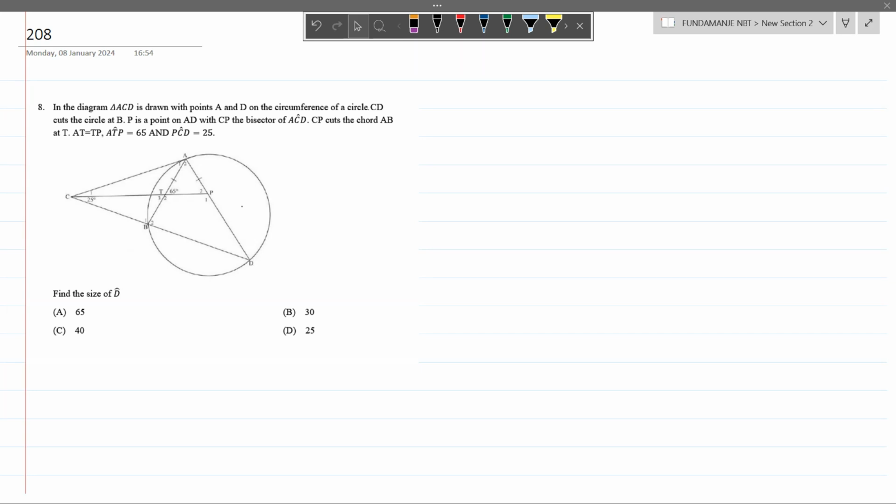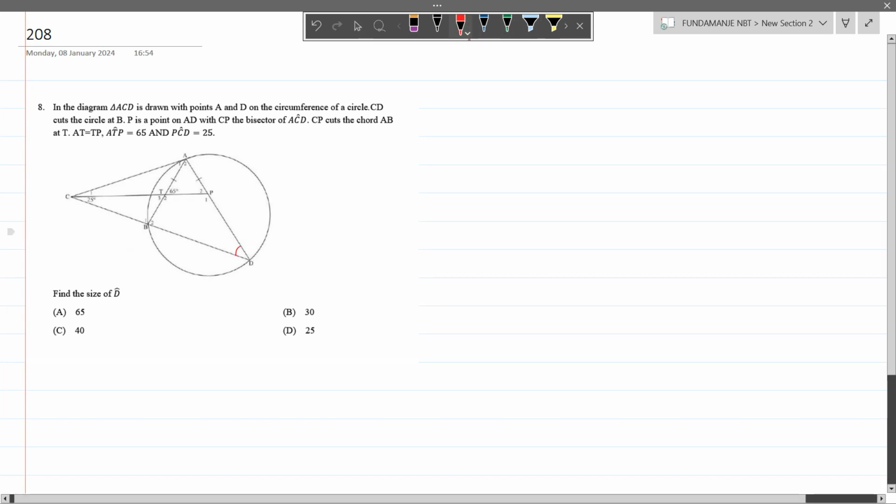AT is equal to TP. Angle ATP is equal to 65 degrees and angle PCD is equal to 25 degrees. Find the size of D. So we're looking for this angle over here. And how would we go about that?